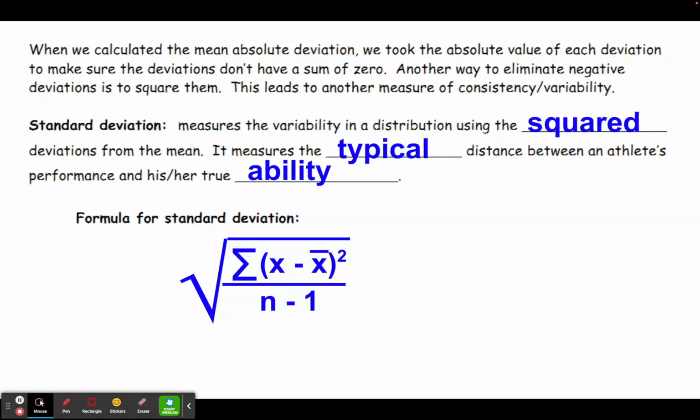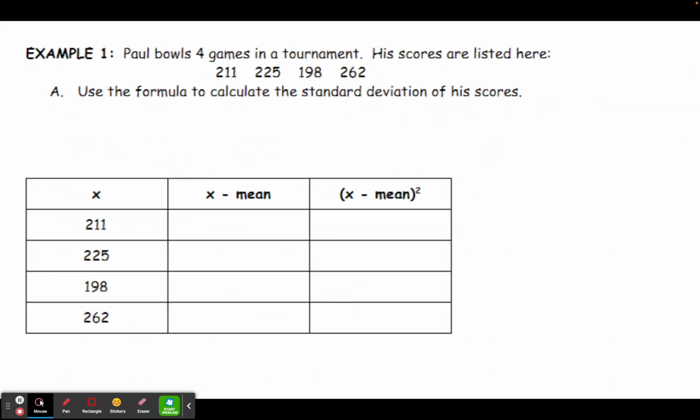Now, you may be wondering why we divide by n minus 1 instead of n, and that's a complicated explanation, which if you go on to take AP statistics, you'll learn. For now, you don't need to concern yourself with why. Just know that n is the number of performances in your data list. We're going to do a calculation for standard deviation by hand with a very small data set, just so you can become a little bit more familiar with the formula.